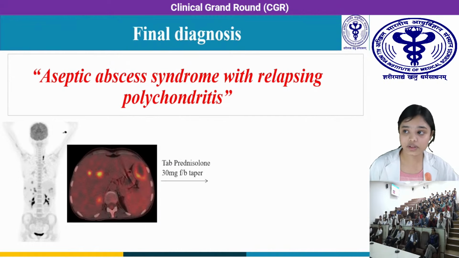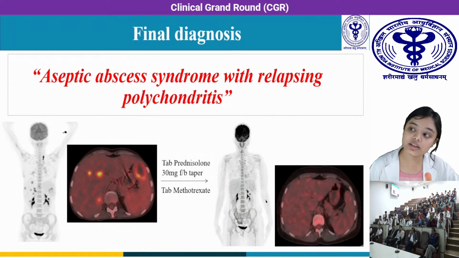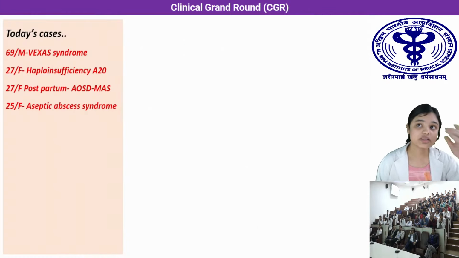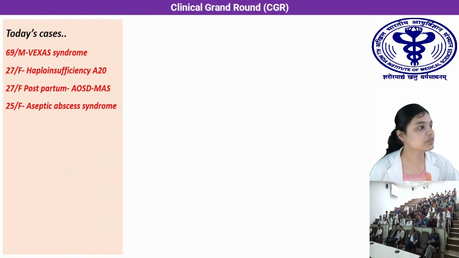She was started on steroids followed by methotrexate. She improved symptomatically. This is her PET scan done after 6 months, which shows complete resolution of the liver and the splenic lesions. So in this presentation, we have seen 4 interesting autoinflammatory cases.